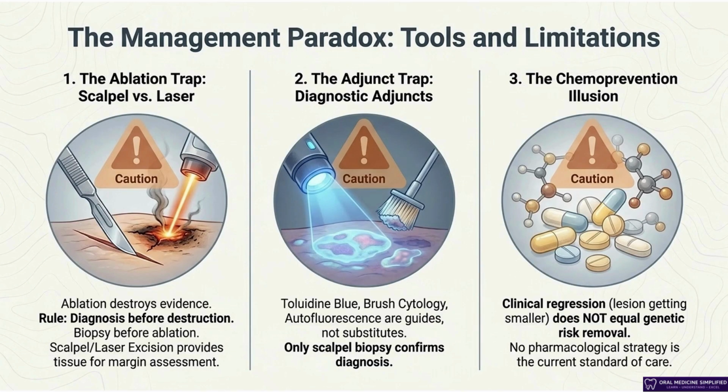Management of leukoplakia is not as simple as removing a white patch. There are limitations to every tool. Scalpel or laser ablation may remove or destroy the visible lesion, but if we destroy tissue without proper biopsy, we may lose the chance to assess dysplasia. Toluidine blue, cytology and autofluorescence may assist in clinical evaluation, but none of them can replace biopsy. Chemoprevention has been studied, but no medication has become a guaranteed standard strategy to eliminate the risk of malignant transformation. This is the management paradox. We have tools, but the most important tool remains correct diagnosis, risk assessment, biopsy when indicated, habit control, and long-term follow-up.